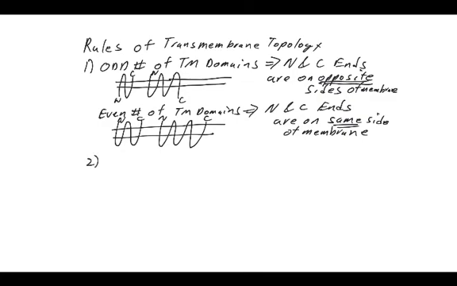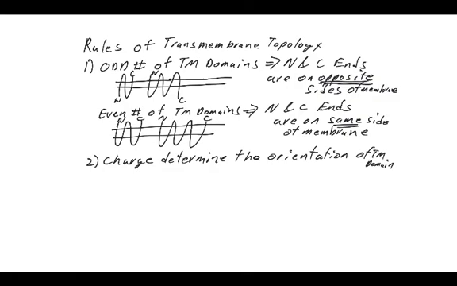So second rule, and this is more an empirical observation, and a lot of professors kind of key in on this because it's a little bit of trivia that people like to play with, is that charged amino acids determine the orientation of the transmembrane domain. And what do I mean by that? It means that if you have positive charges, it is always on the cytoplasmic or cytosolic phase.